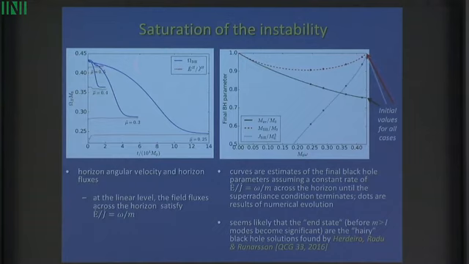So again, this is the velocity, if you will, of the black hole in each of these cases, and this is the velocity of the field. And you can see the velocity, say in this case, of the black hole decreases until it matches that of the field, and they're in co-rotation on the horizon, and that's how it saturates.